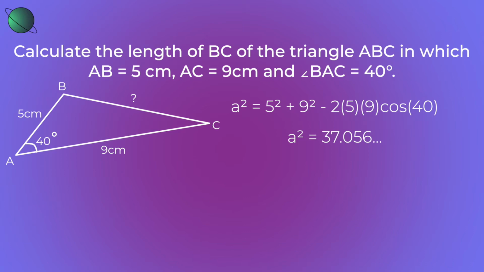In order to find BC, we then square root the number above, and we successfully get 6.09, which is corrected to 3 significant figures. Remember, whilst applying the square root, please do not round any values until the end of your working. Here's another example for you. Feel free to pause the video if you want to have a go.